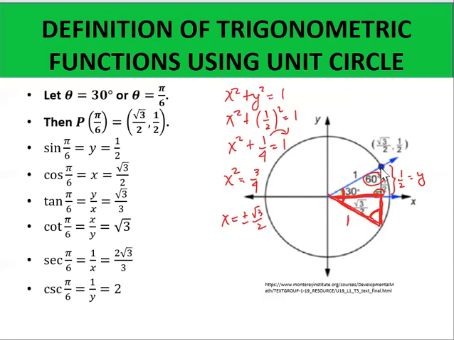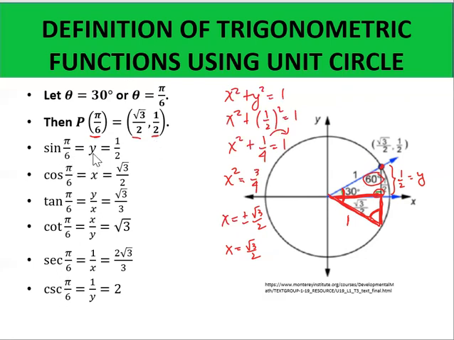However, since the terminal point of our angle 30 degrees is in the first quadrant, we have to take x equal to positive square root of 3 over 2. Which means the terminal point of 30 degrees or pi over 6 is square root of 3 over 2, comma 1 half.